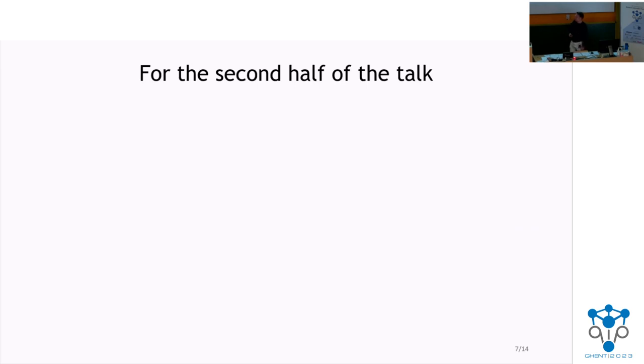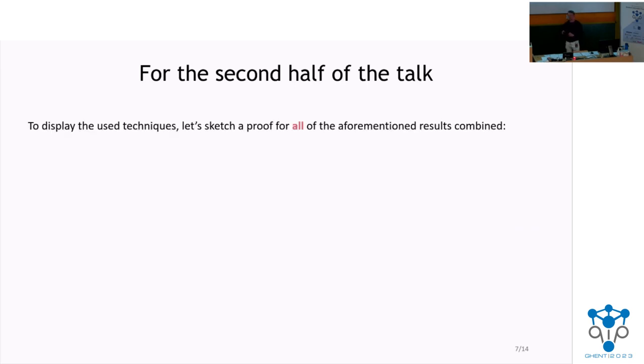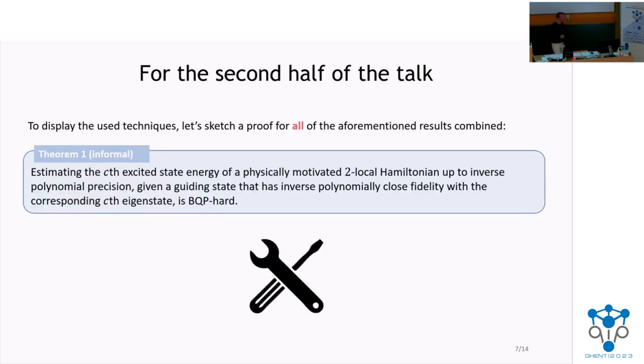So for the second half of the talk, Ryu will take over. And to display all the used techniques in getting to these results, he will sketch a proof that combines all the aforementioned results together in a single result. So to be slightly more precise, he will show a theorem about estimating the k-th excited state energy of a physically motivated two-local Hamiltonian up to inverse polynomial precision, given a guiding state that has inverse polynomially close fidelity with the corresponding k-th eigenstate is in fact BQP-hard.